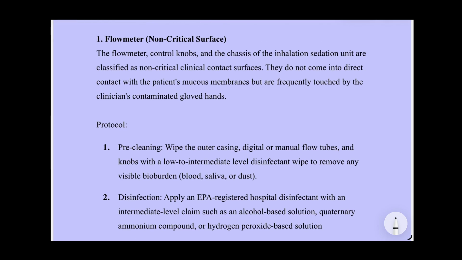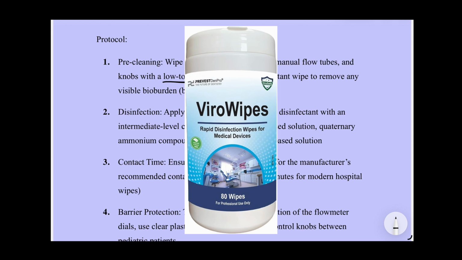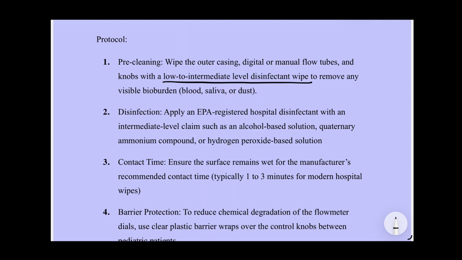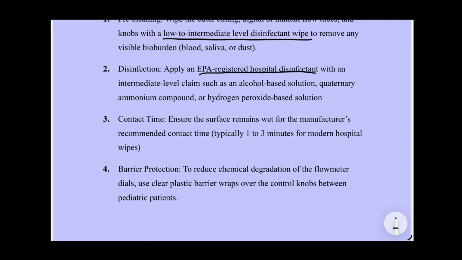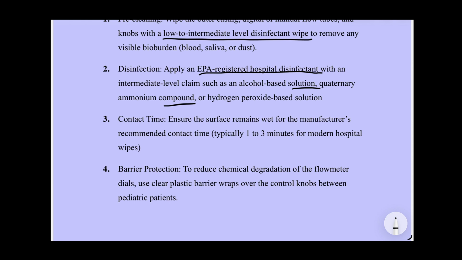First, flow meter. The flow meter, control knobs and chassis of inhalation sedation units are classified as non-critical clinical contact surfaces. They do not come into direct contact with the patient's mucous membrane but are frequently touched by the clinician's contaminated gloved hands. So the protocol is first pre-cleaning. Wipe the outer casing, digital or manual flow tubes and knobs with a low to intermediate level disinfectant wipe to remove any visible bioburden like blood, saliva or dust. Then disinfection. Apply an EPA registered hospital disinfectant with an intermediate level claim such as an alcohol based solution, quaternary ammonium compound or hydrogen peroxide based solution.